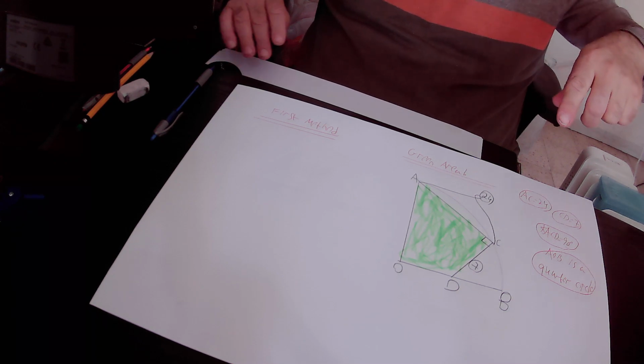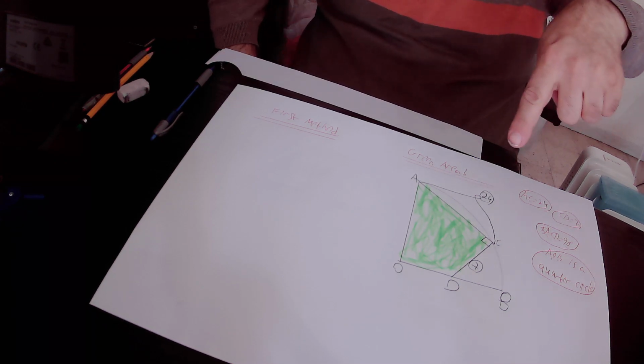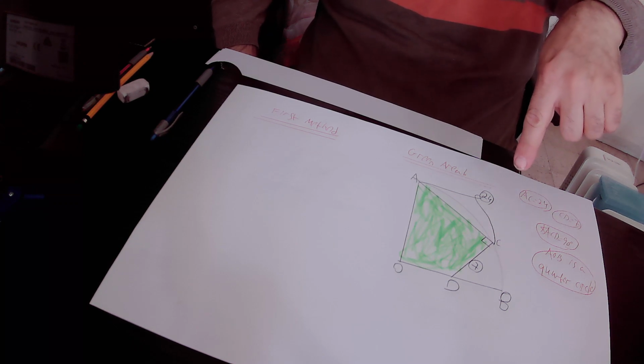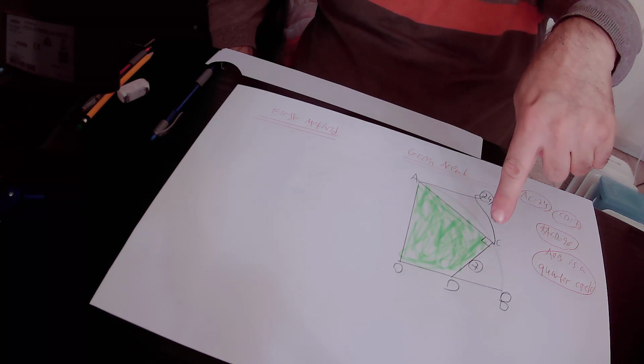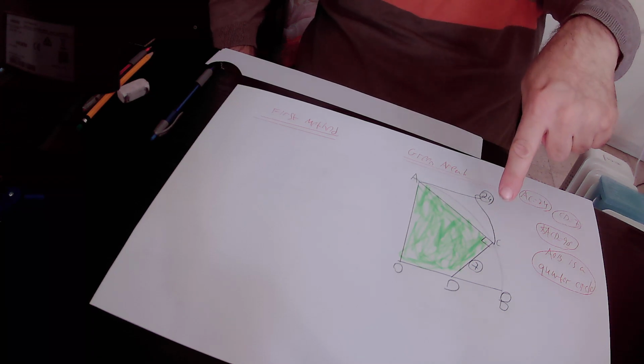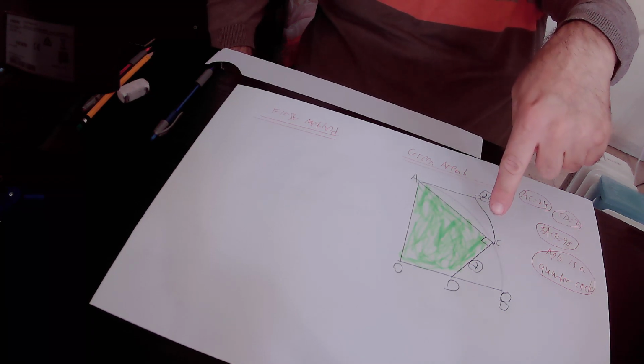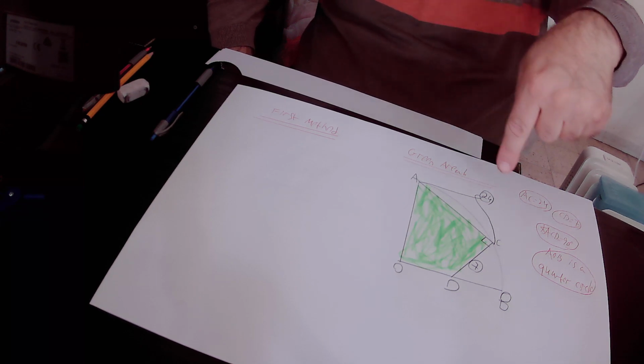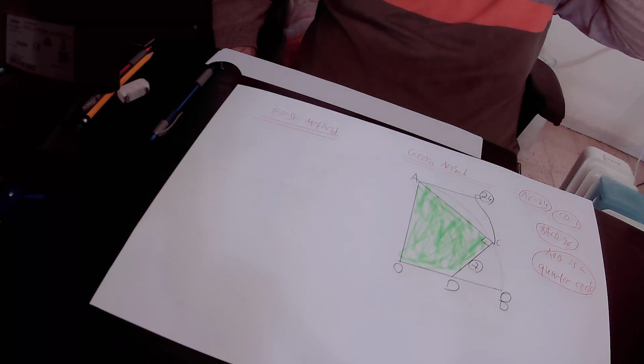In addition, we know that the side AC of quadrilateral ACDO is equal to 24 units in its length. Side CD of the quadrilateral is equal to 7 units in its length. And this angle ACD equals 90 degrees. Our mission is to find out the area of the green quadrilateral ACOD.